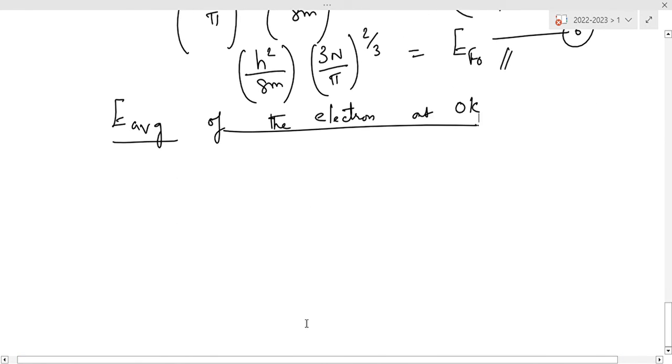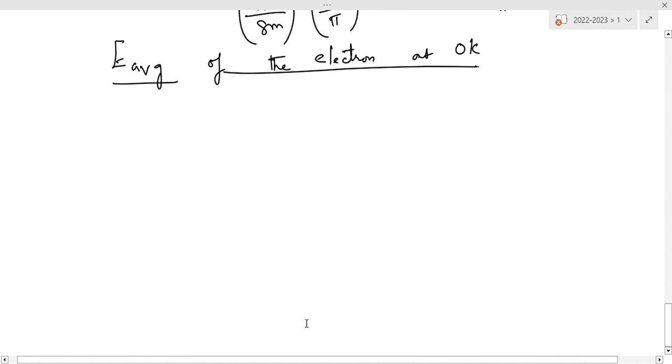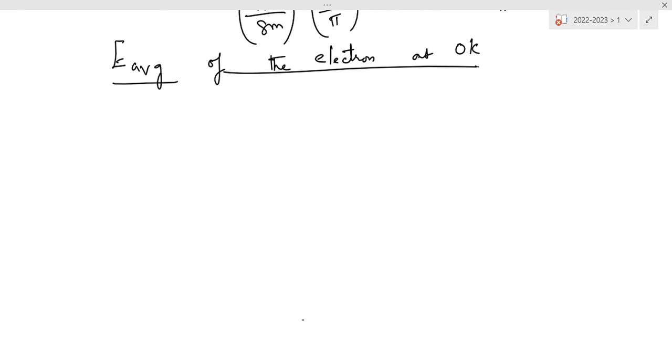Continuously we can derive this. Average energy, so we know the general formula: average energy is equal to total energy divided by total number of electrons. In a metal, electrons are the only charge carriers. So the average energy of the electron at 0 Kelvin is total energy divided by the number of electrons at 0 Kelvin here.